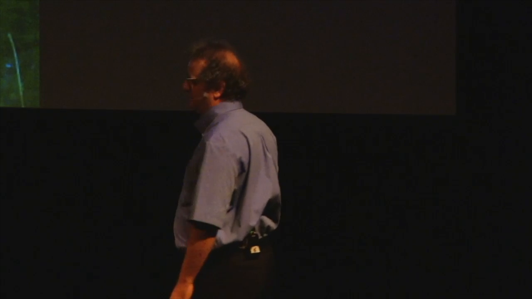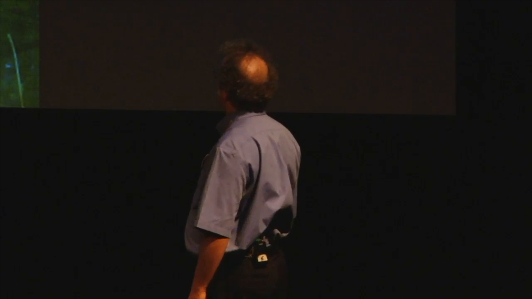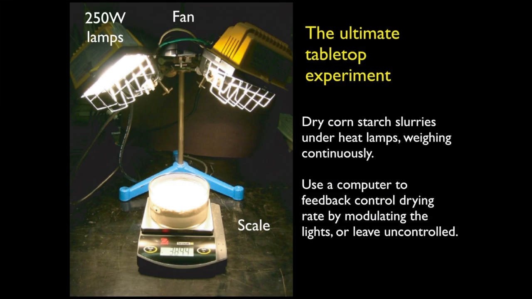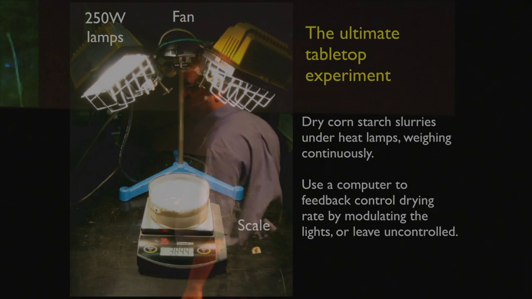If you really want to make the Giant's Causeway with starch, you have to control the rate at which it dries. So then we very cleverly get the computer to read the mass on the balance, and then we feedback control the lights to change the amount of heat we're putting on them to control the rate at which it dries. That's an experiment that you can't do in your kitchen. But, maybe you have a more high-tech kitchen than I have.